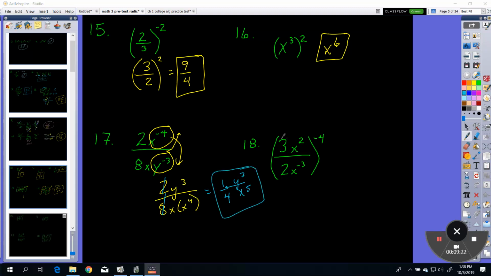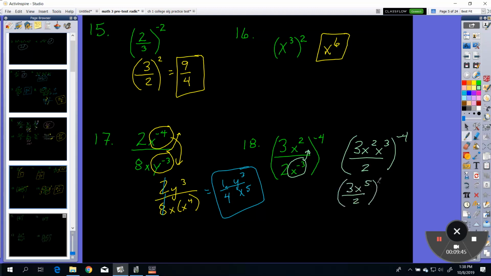So number 18, that has a lot going on with it. So I'm going to start working with the stuff on the inside of the parentheses. So I'm going to move this x to the negative 3 up. So really what I have is 3x squared x cubed all over 2. I still have to the negative 4th. So this x squared and x cubed become 3x to the 5th over 2. And I still have the negative 4. So this negative 4 is now going to flip it upside down.